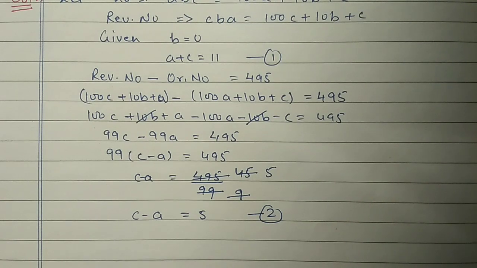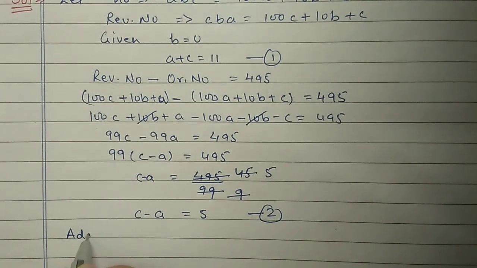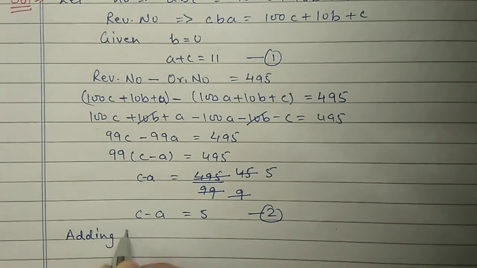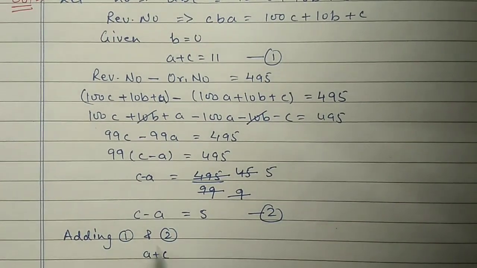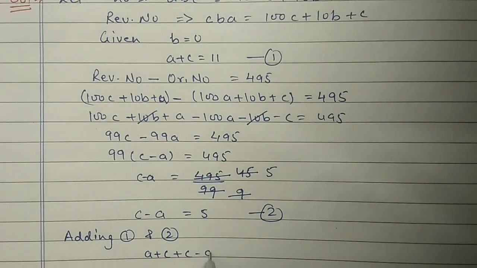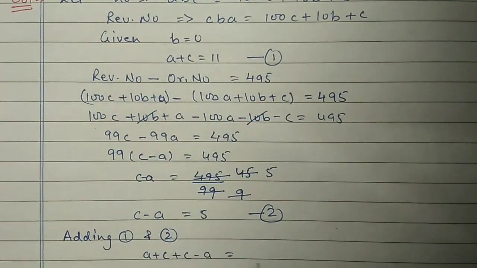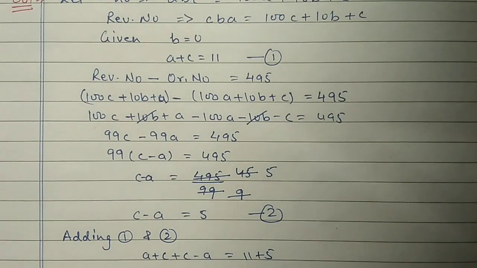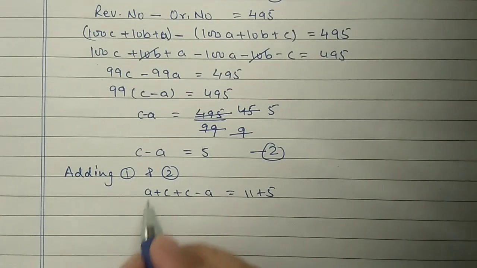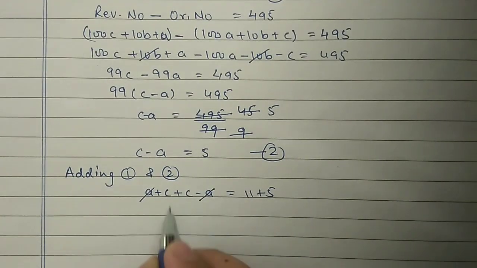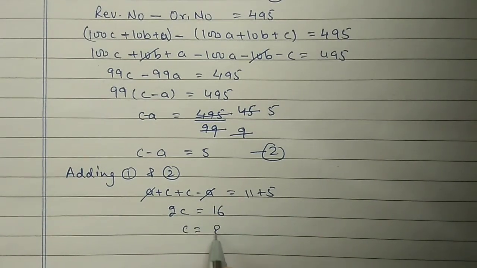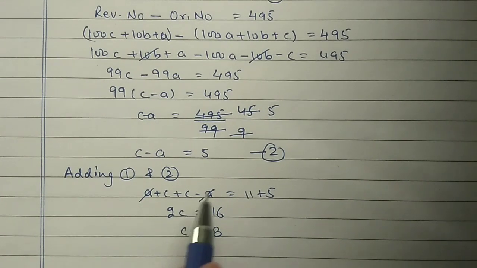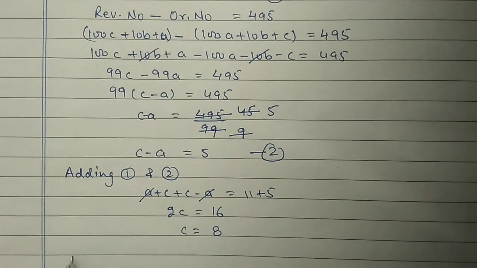So if we add these two equations, then we will add A plus C with C minus A and right side 11 plus 5. Then you can see here A minus A will cancel out, 2C is equal to 16. So the value of C is 8. Now this C value you can substitute in any equation.